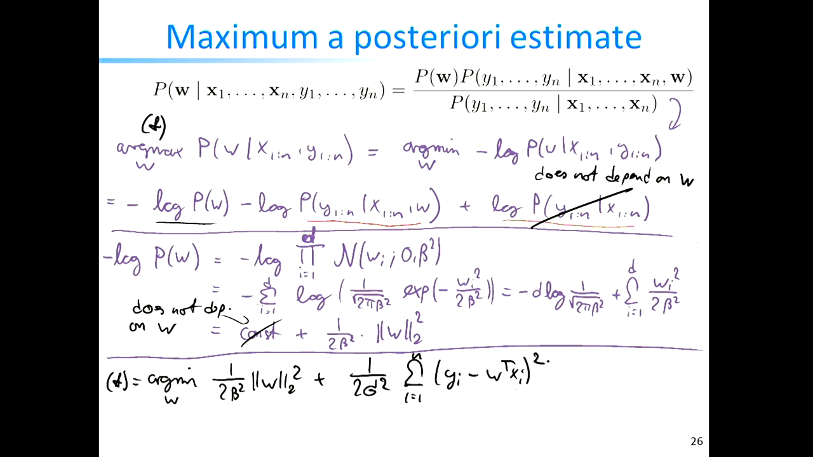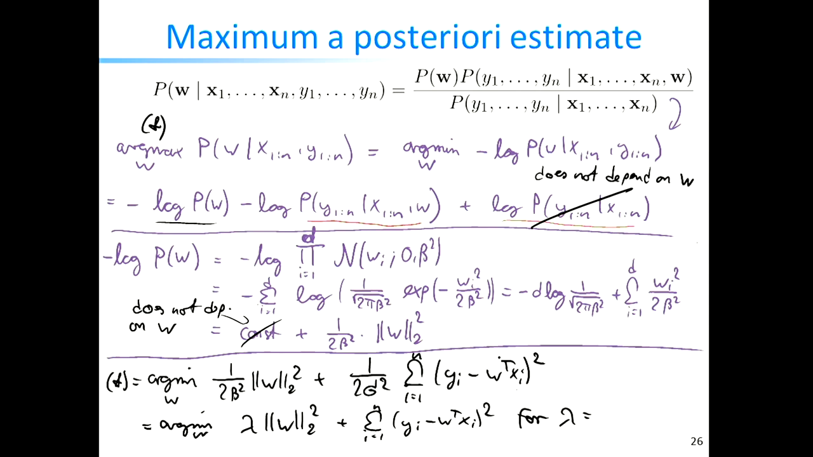Right? And now this problem should look pretty familiar. That's nothing but ridge regression. So this problem, again, we can scale things a little. So this is equivalent to argmin. And what I want to do is put this into the form lambda times the 2-norm of w squared plus the sum over i equals 1 through n of (yi minus w transpose xi) squared. So what is lambda?